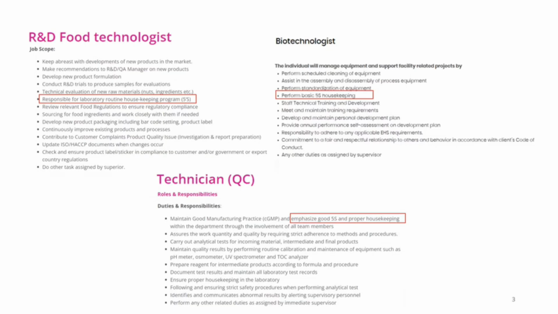The 5S system is also being adopted across different industries. For example, here I have listed examples of job scope from the food, biomedical, and also the chemical industry. As you can see, whether you are being a food technologist or biotechnologist or a QC technician working in the chemical industry, the common thing is that you are required to be able to perform the 5S housekeeping. Hence, I think this 5S system is actually very relevant for all of you, regardless of which diploma you are coming from.